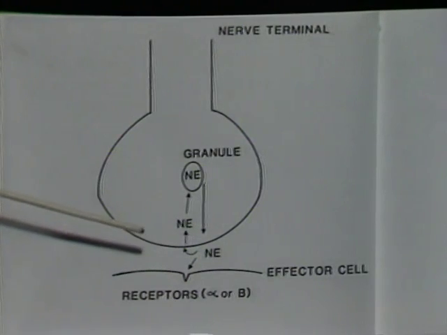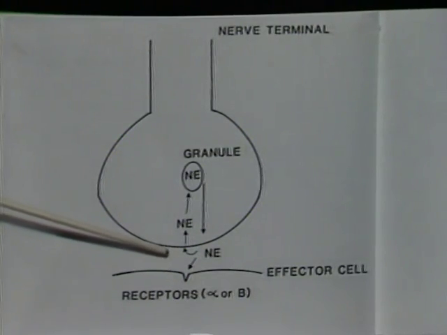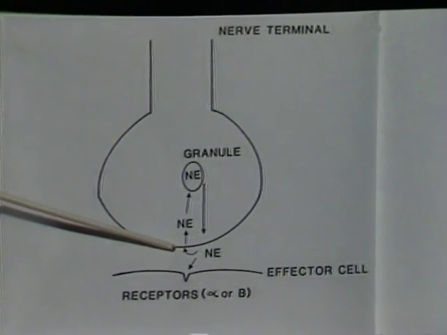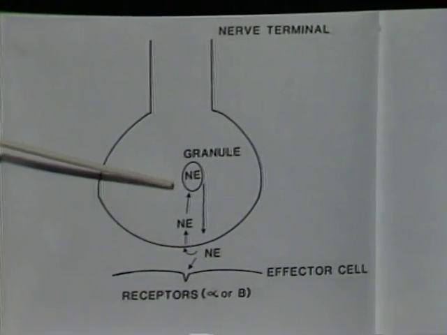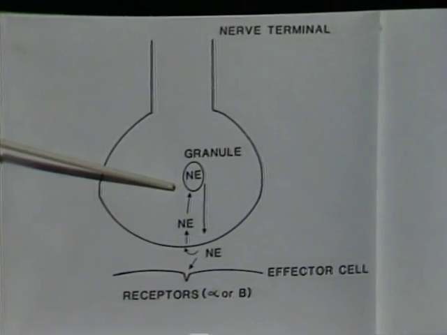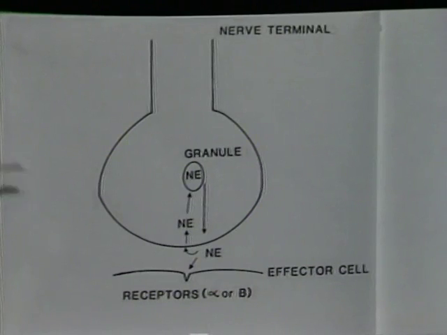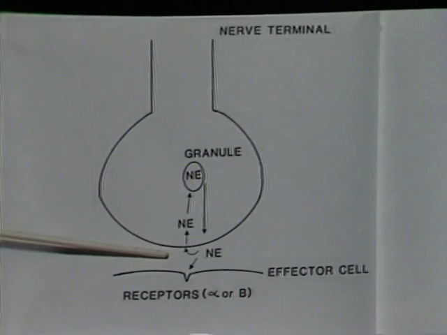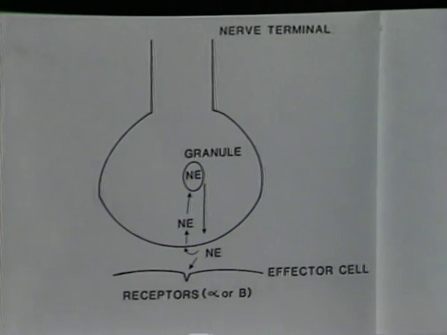The effect of norepinephrine is terminated by a number of mechanisms. First of all, we have reuptake into the presynaptic nerve terminal, followed by repackaging of the norepinephrine into the granules. Secondly, norepinephrine can diffuse from the synaptic cleft. And thirdly, norepinephrine can be metabolized by enzymes which will inactivate norepinephrine.